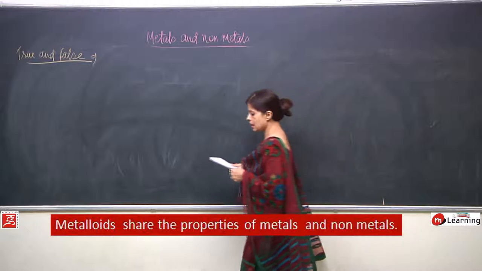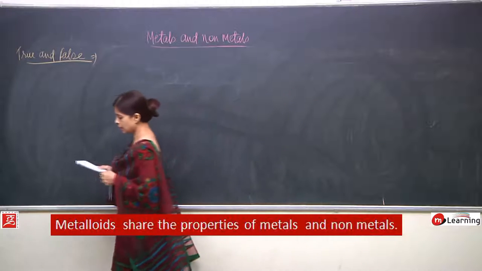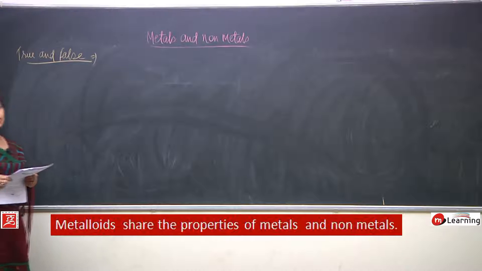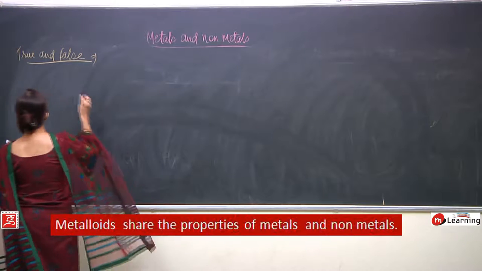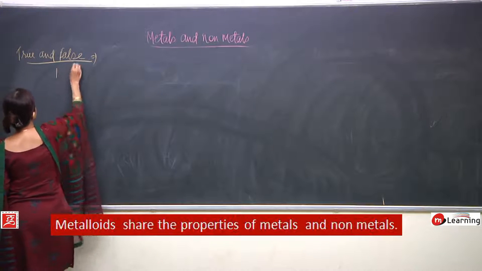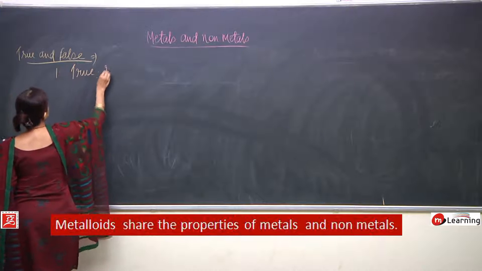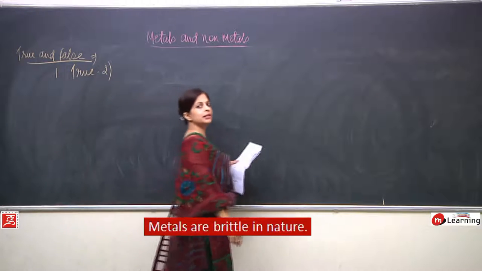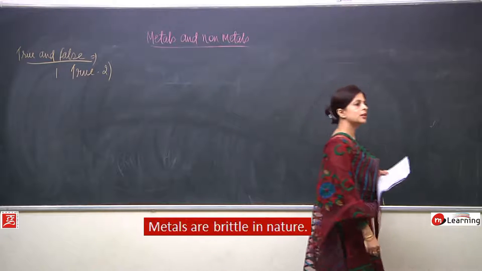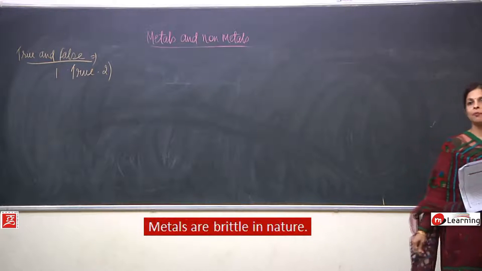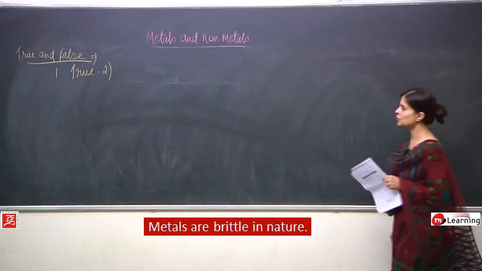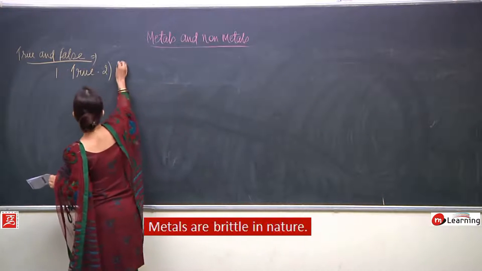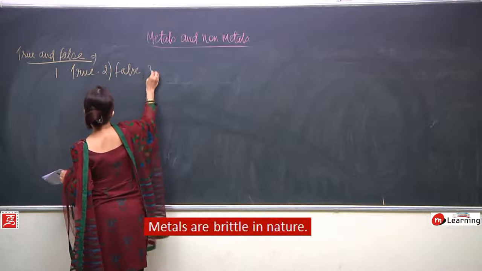The first one is: metalloids share the properties of metals as well as non-metals. Again, I'm repeating, metalloids share the properties of metals and non-metals. We all know it is very true. First, it is true. Now second, metals are brittle in nature. Just try to break iron, try to break copper utensils at home, and you will understand whether they are brittle or not. So I should write false.